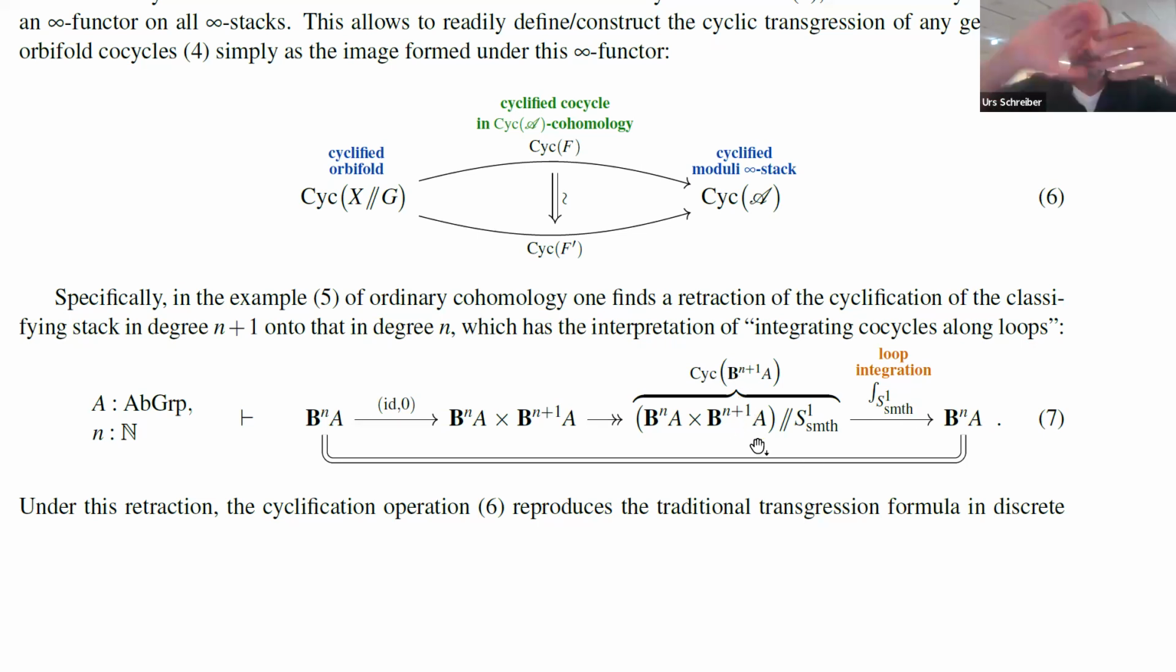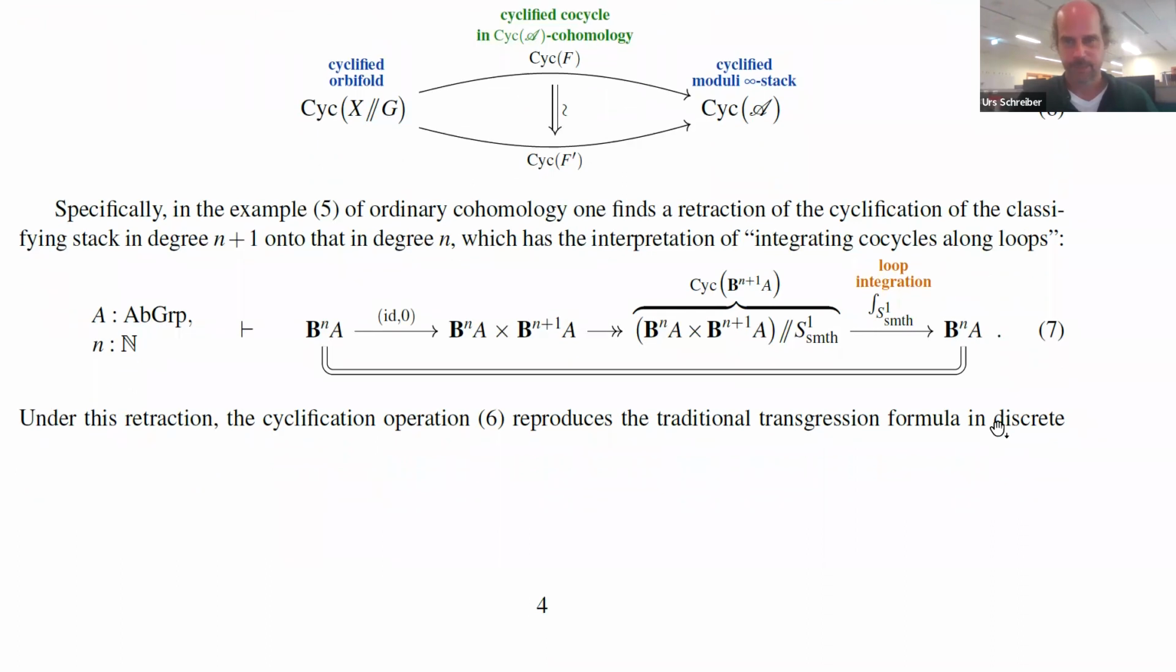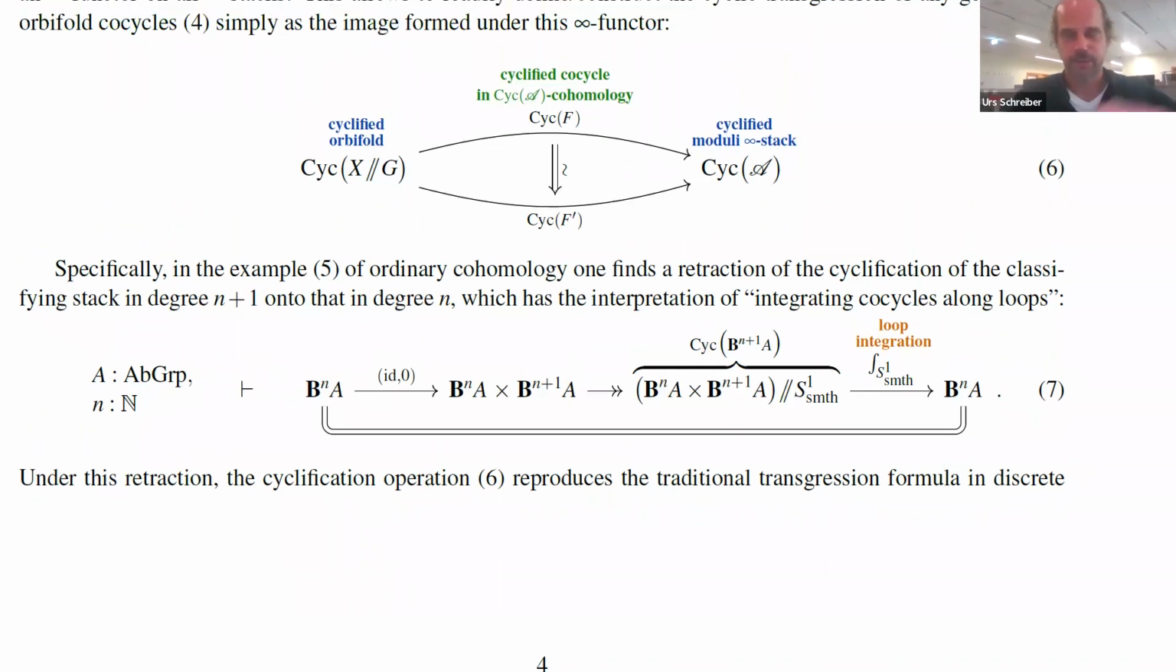Remember, the cyclic space is the space of free loops. You don't care about how the loops are rotated. And now you say, well, let me just average over these loops. That is a good way of thinking about what this does, as we see in the examples. Okay, so that was the ingredient. I'll now come to the punchline, what we gain from this.